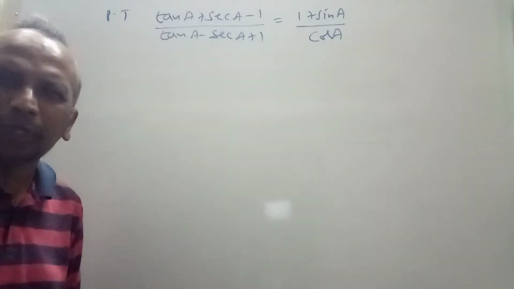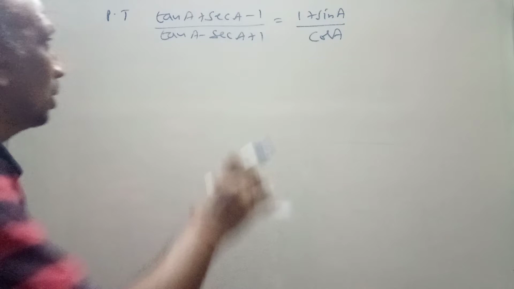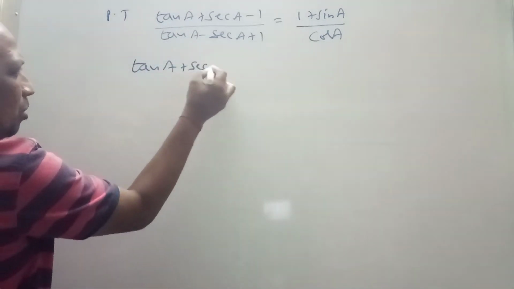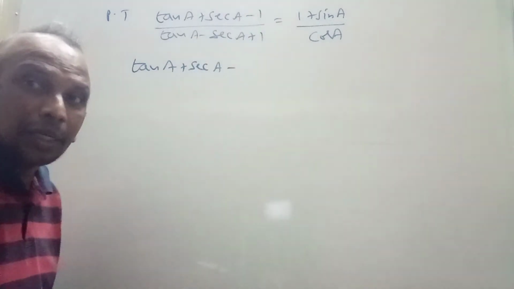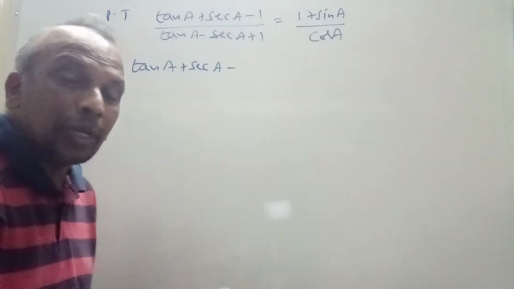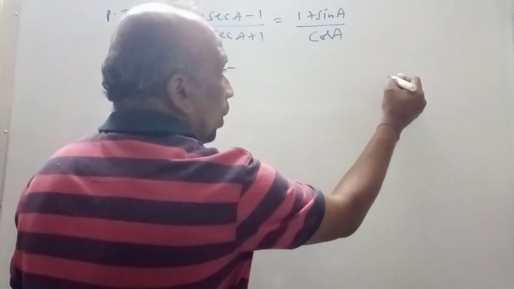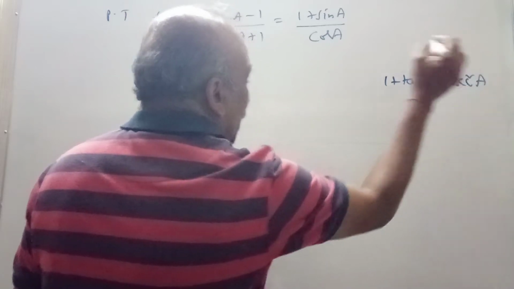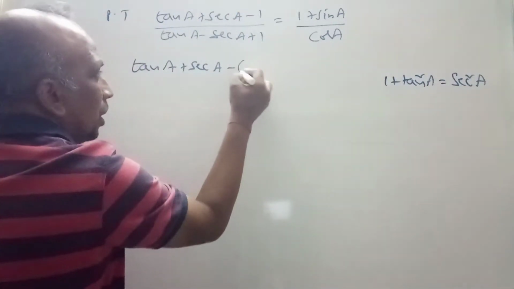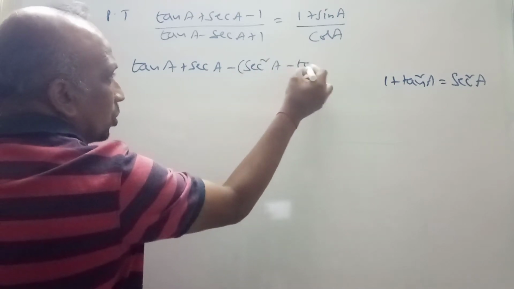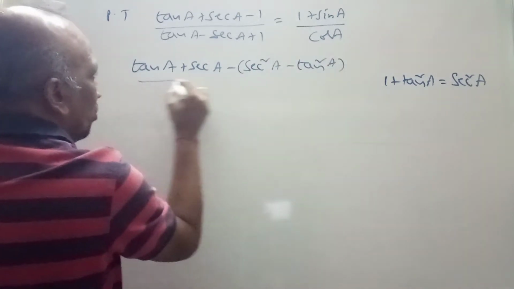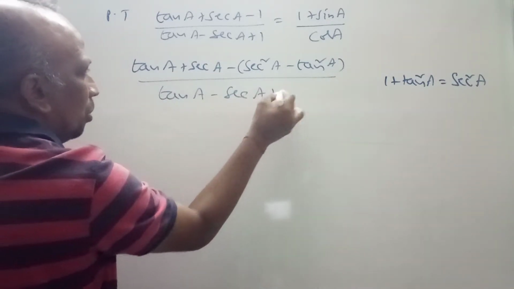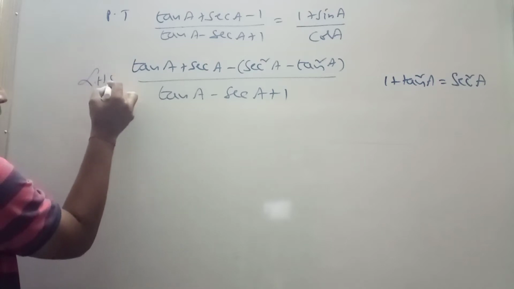I am going to prove this one. To prove this, you take LHS, tan A plus secant A minus 1 by tan A minus secant A plus 1. Here I am going to use the identity 1 plus tan square A equal to secant square A. We know that 1 plus tan square A equals secant square A, so I can write the 1 as secant square A minus tan square A.